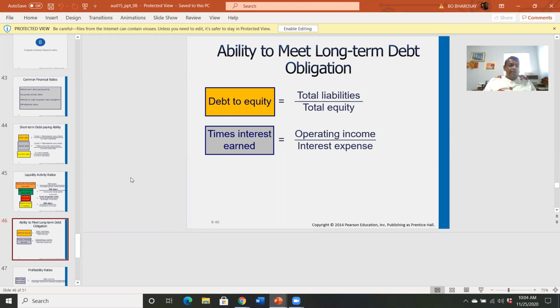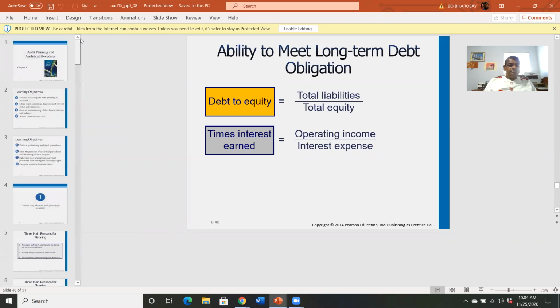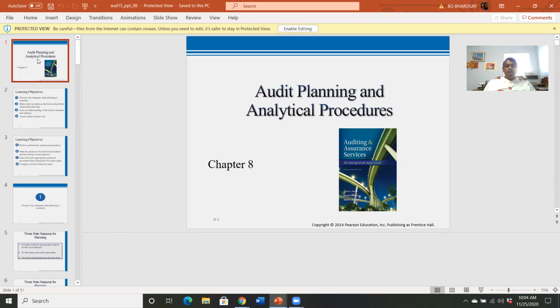So, chapter 8. Let me get back to the beginning. Audit, audit planning and analytical procedures. In anything we do in life, for it to come out well, we have to properly plan it. Likewise, in auditing, it is important that we properly plan the audit for it to be executed efficiently.